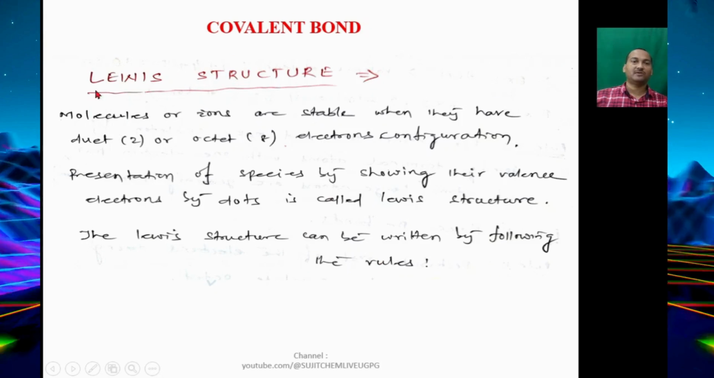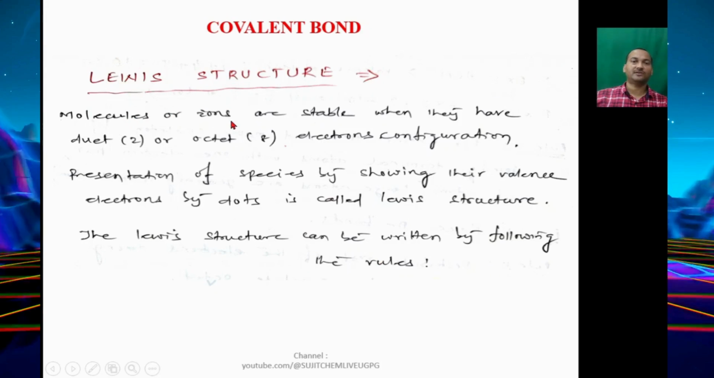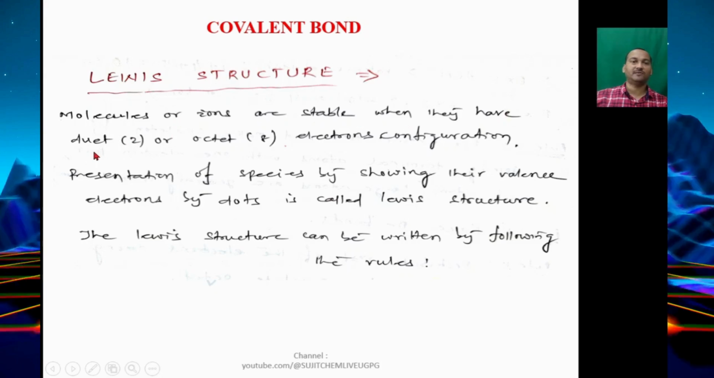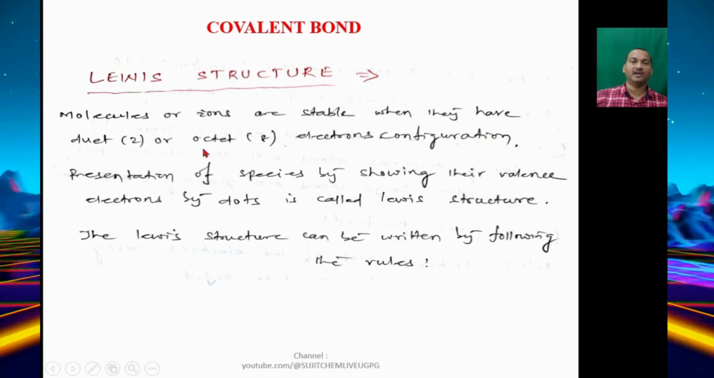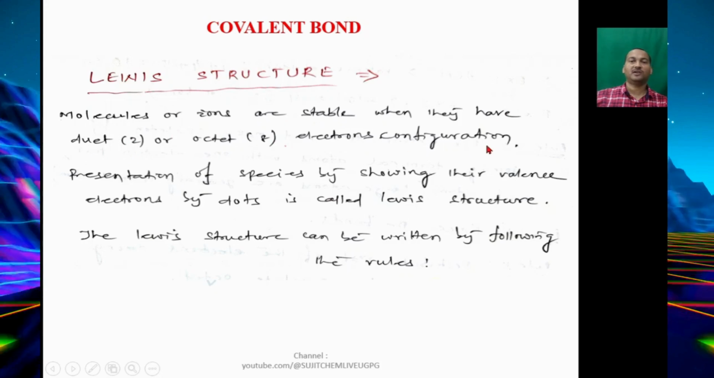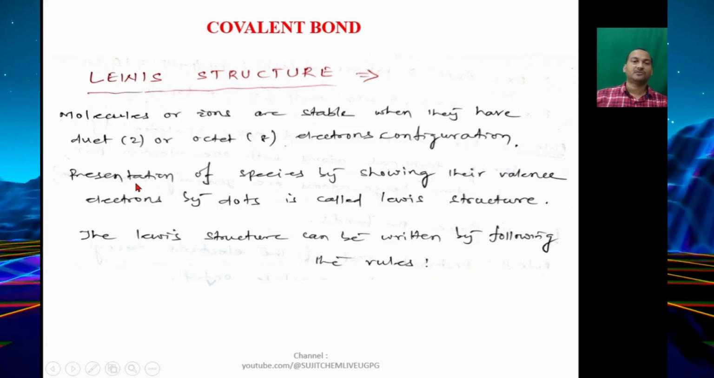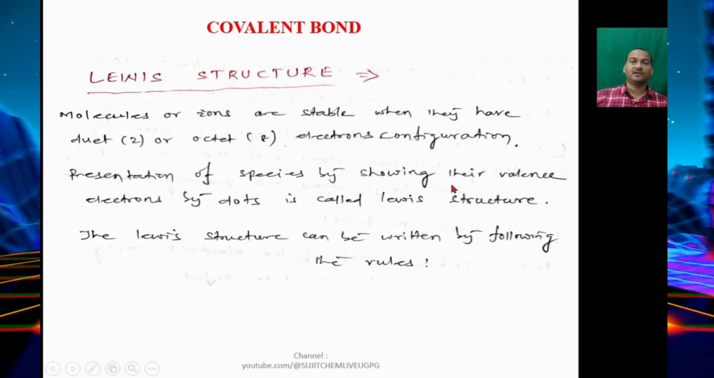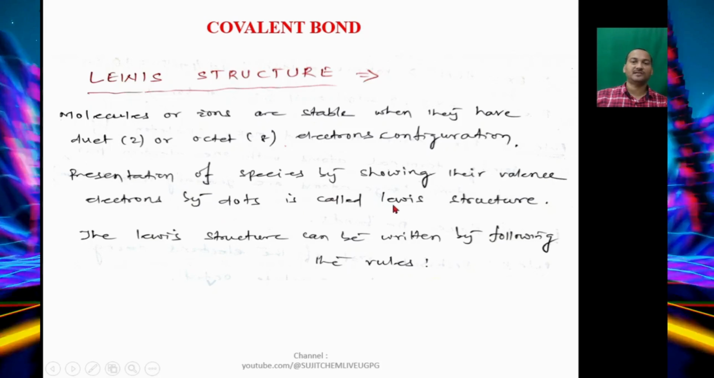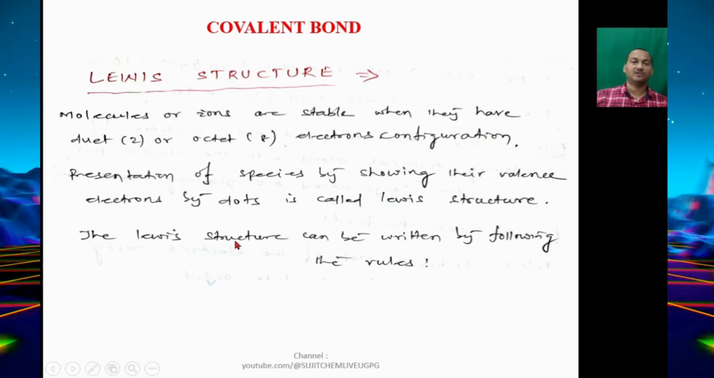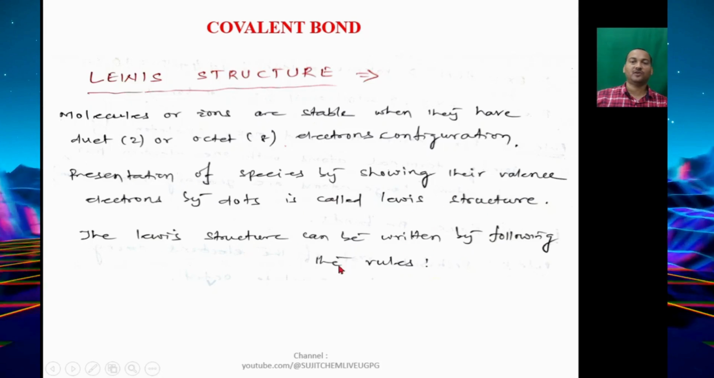So let's talk about the Lewis structure. Molecules or ions are stable when they have duet, or 2, or 8, octet of electronic configuration. The presentation of species by showing their valence electrons by dots is called a Lewis structure. And the Lewis structure can be written by following rules.